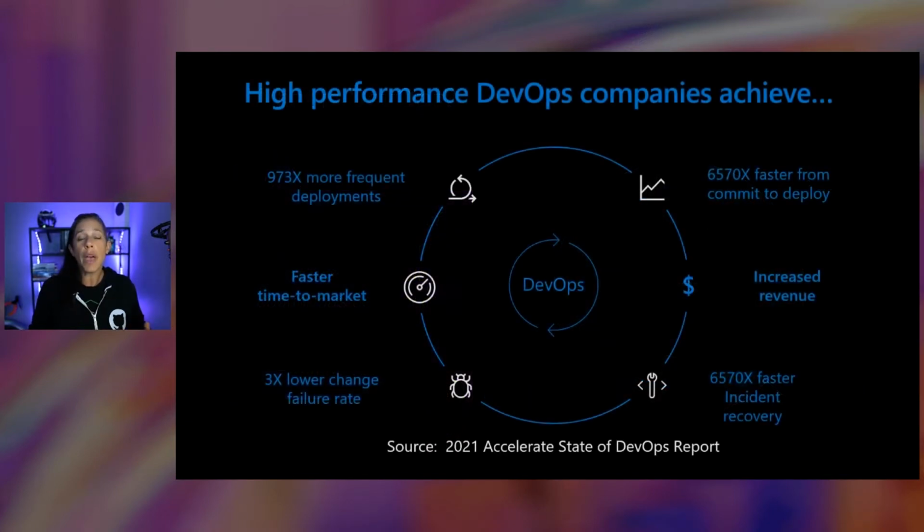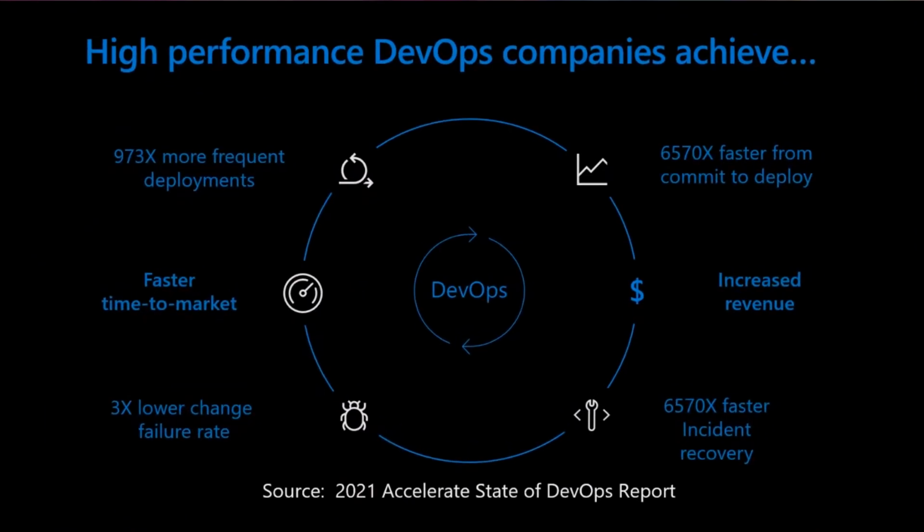So why does DevOps matter? Why do we even care? Well, the DORA report from 2021 shows that high-performing DevOps organizations have 973 times more frequent deployments. Some organizations deploy every single day or every hour. That's what works for them. But we also know these high-performing DevOps organizations have over 6,500 times faster commit to deploy. We also know that we can recover from these incidents over 6,500 times faster than before. And we know that we're going to have a lower change failure rate. Now, the bottom line is our companies want us to have faster time to market and increased revenue.